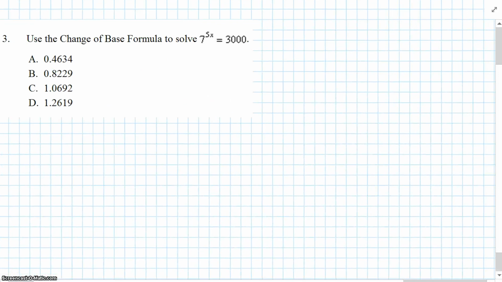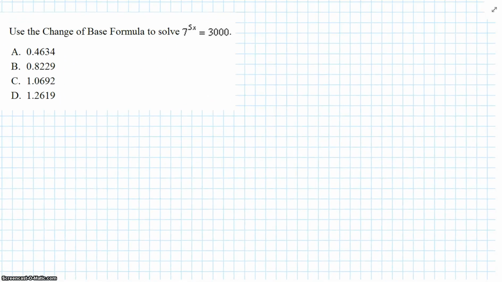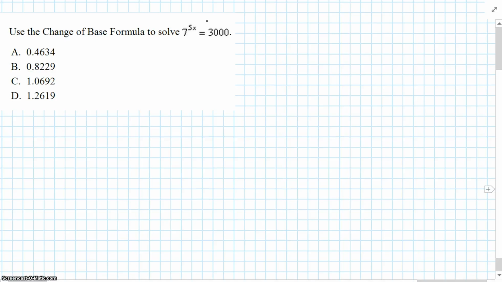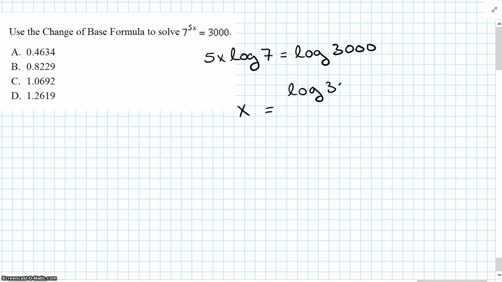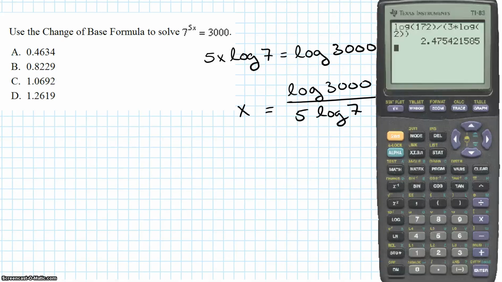Use the change of base formula to solve. Okay? So we could do this a few different ways. We could rewrite this as 5x log of 7 is equal to the log of 3,000. So x is going to equal the log of 3,000 divided by 5 times the log of 7. So let's plug that in our calculator and see what we get.